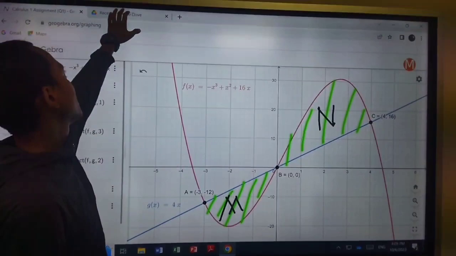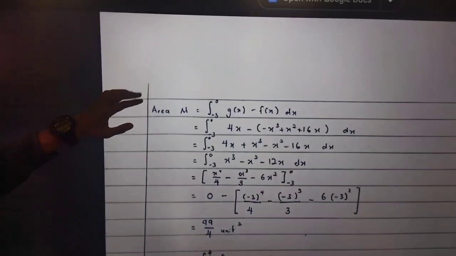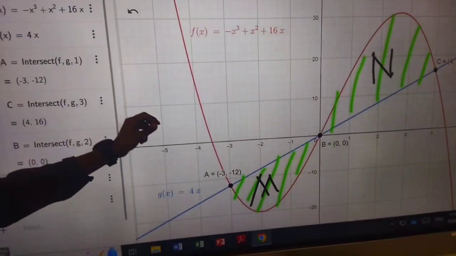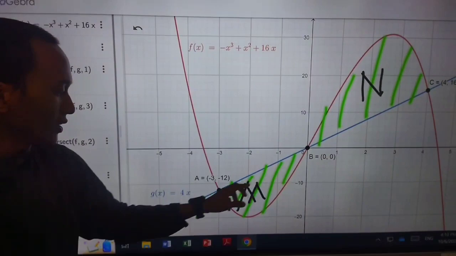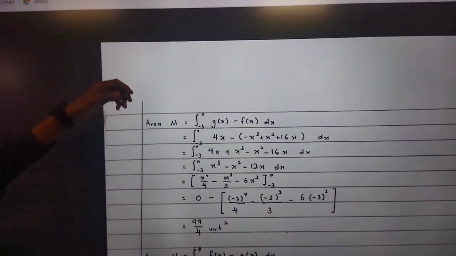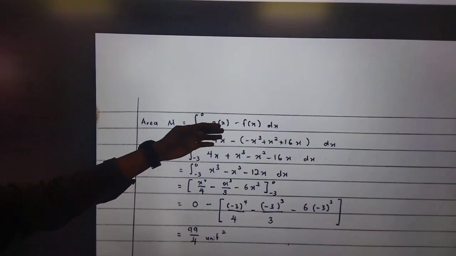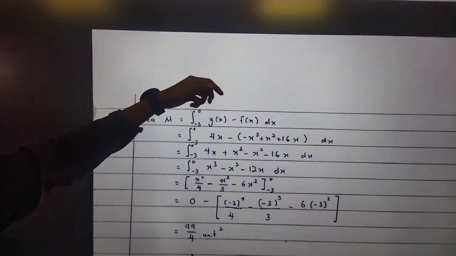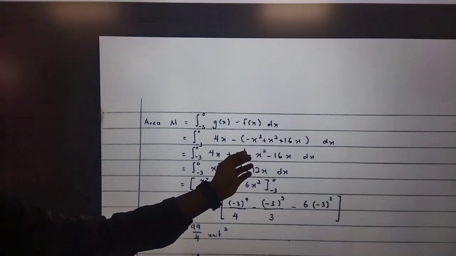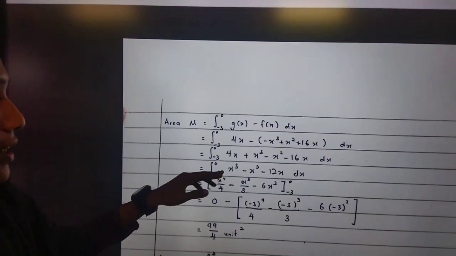So you can see here, area M is the integration of g(x) minus f(x). The lower limit will be the smaller intersection, that is negative 3, and the upper limit is 0. g(x) is 4x, and f(x) is negative x cubed plus x squared plus 16x. You subtract them, distributing the negative to each term, and then simplify to get x cubed minus x squared minus 12x.